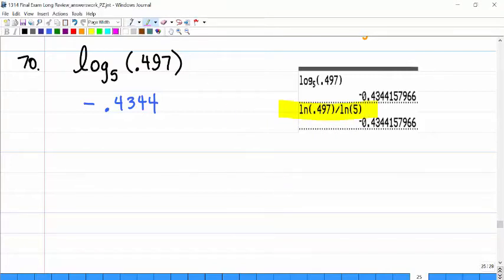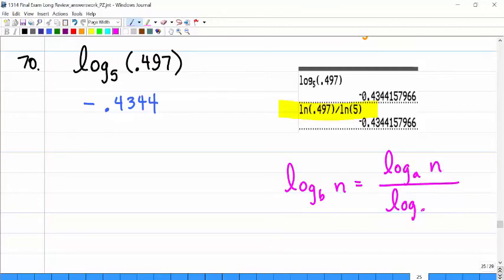Recall that the change of base formula says log base b of a number is equal to log new base of the number over log new base of the old base. So I could use base e and say ln of n over ln of b. And that's what I did here.